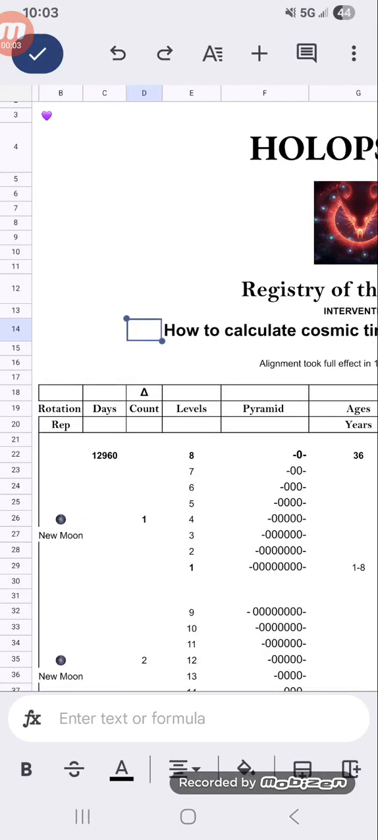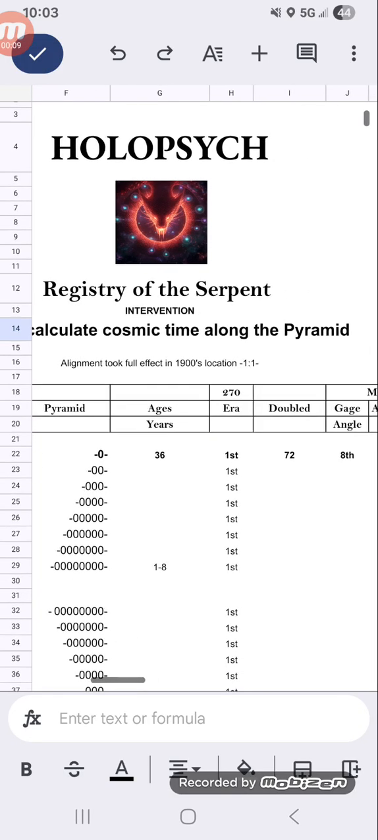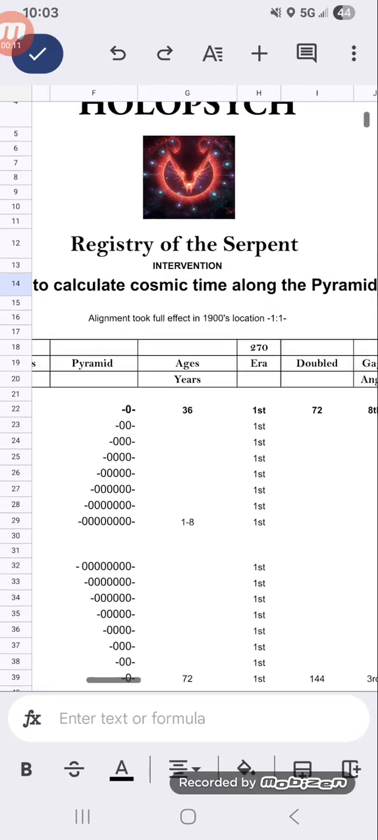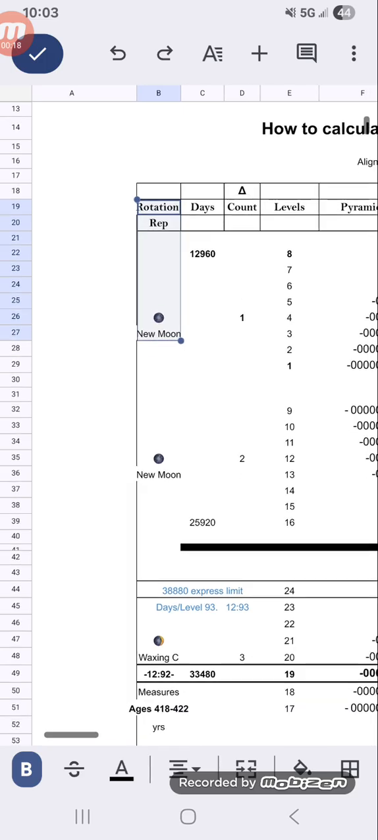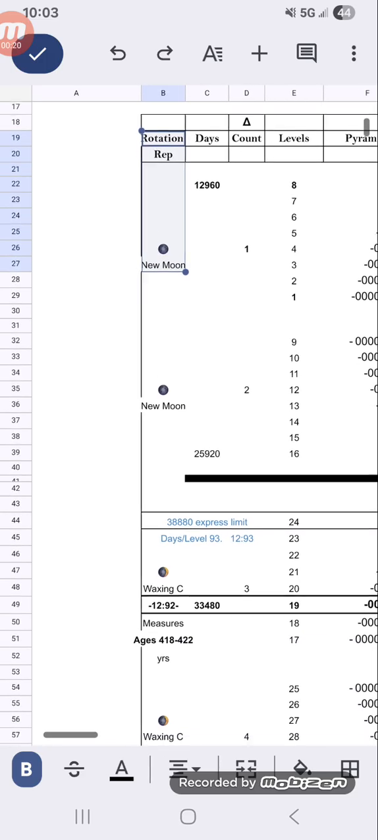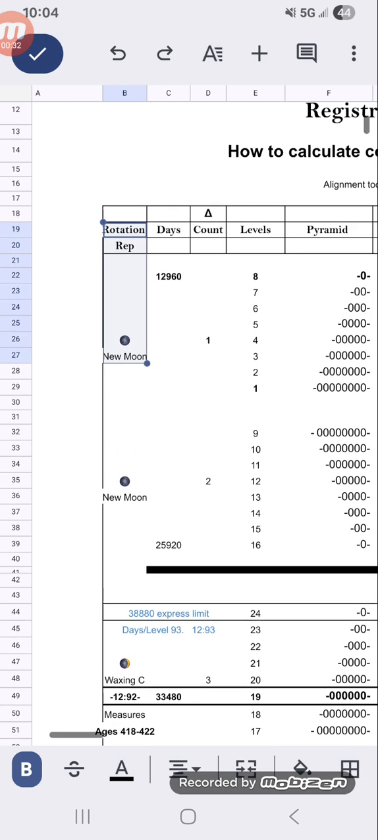So I'm going to be going over the chart here of Registry of the Serpent and how to calculate cosmic time along the pyramid. So beginning with rotation rep here, this labels the moon phases. Everything revolves around the moon. I can't express that enough, of how data is transmitted, how we interact, and things of that nature.